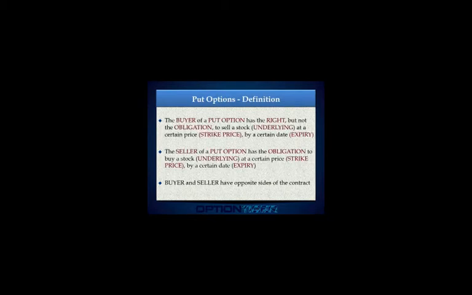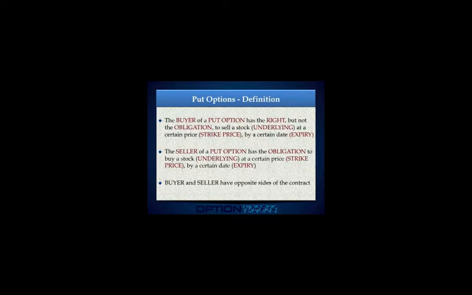Let's now define a put option. The holder or buyer of a put option has the right to sell a certain underlying asset at an agreed upon price, which is the strike price, by a certain date, which is the expiry date. It's simply the reverse of a call option.